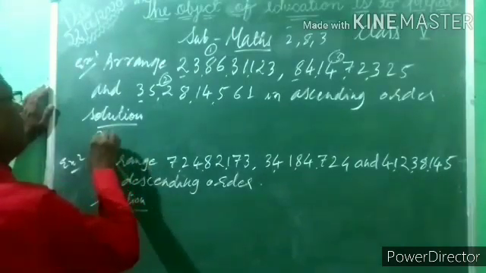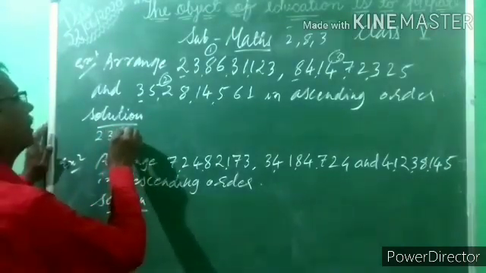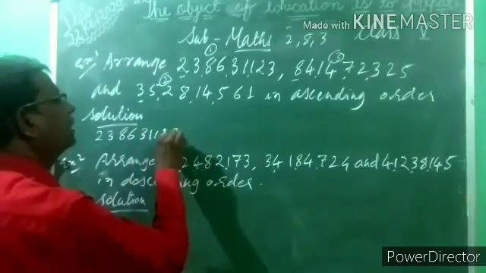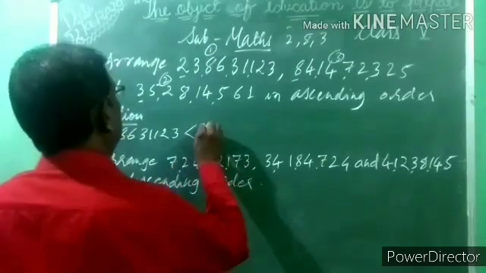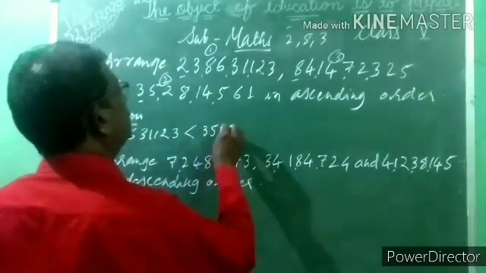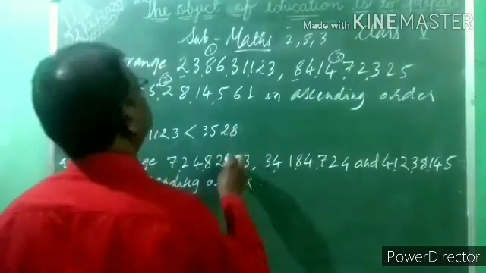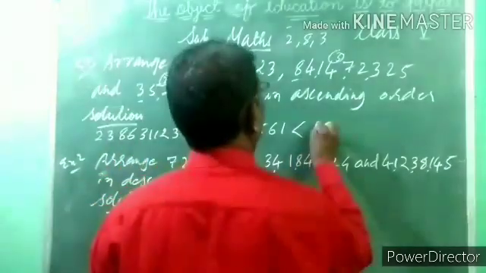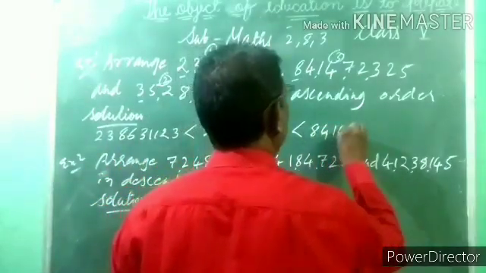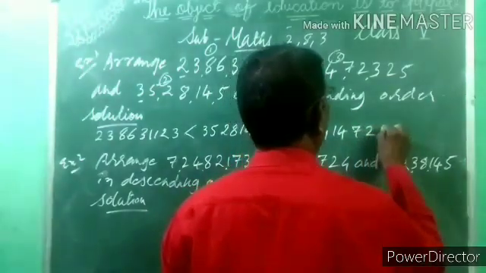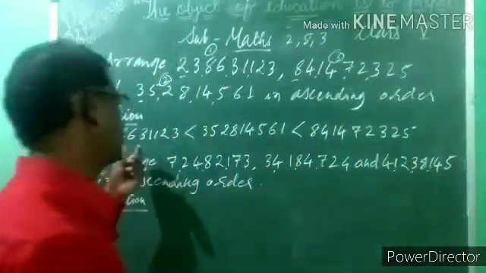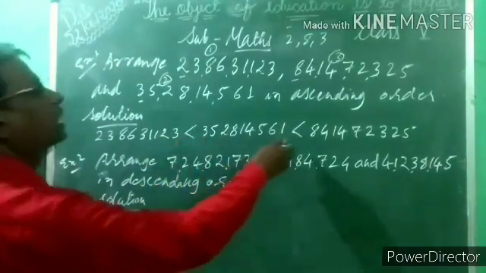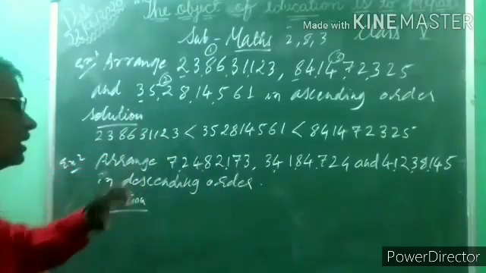Means 23 crore 86 lakh 31,123 is less than 35 crore 28 lakh 14,561, and this number is less than 84 crore 14 lakh 72,325. So smallest to the greatest is known as ascending order. Or if you want, you can put a comma here also, if you don't want to put the sign there. So understood?